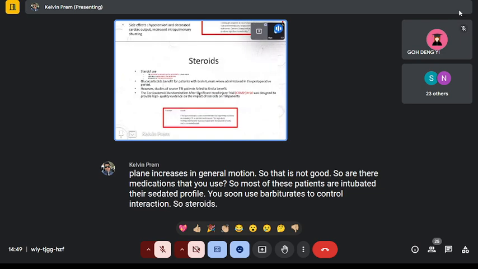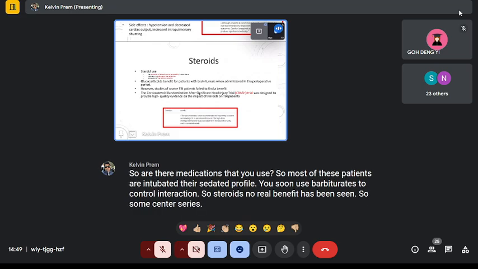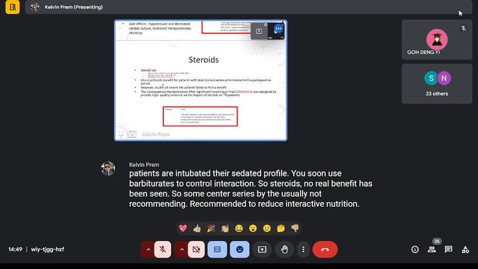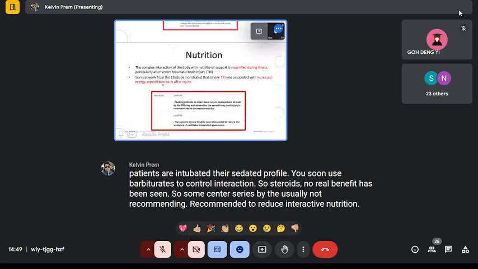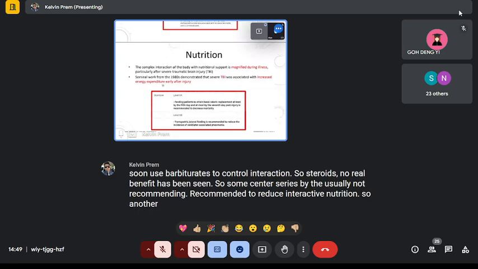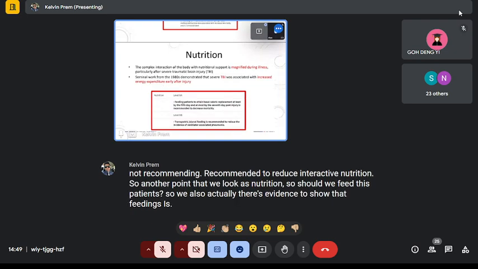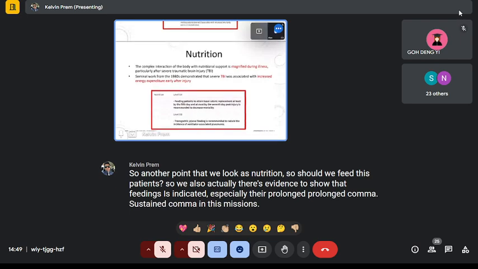So steroids, no real benefit has been seen. Some centers use it, but it's usually not recommended to reduce intracranial pressure. Another point that we look at is nutrition. Should we feed these patients? There's evidence to show that feeding is indicated, especially if there is prolonged, sustained coma in these patients.